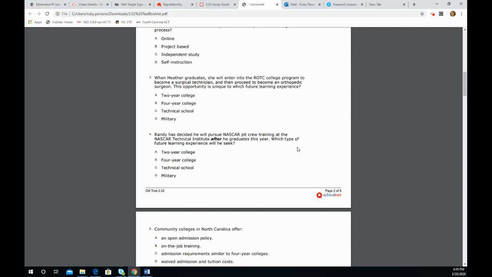Randy has decided to pursue the NASCAR pit crew training at the NASCAR Technical Institute after he graduates this year. Which type of future learning experience will he seek? A 2-year college, a 4-year college, a technical school, or the military? Well, NASCAR Technical Institute, it's in the title, tells you it's a technical school. 4 is C.